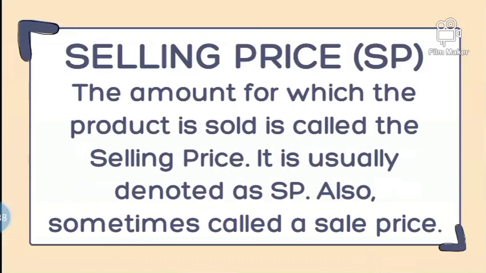So if you note the difference, you go to a market, for example, you buy, let's say, biscuits for 50 naira and sell it for 60 naira. So the amount you used to buy it is what? The cost price. So the cost price is 50 naira, and your selling price is now 60 naira. Hope you note the difference.